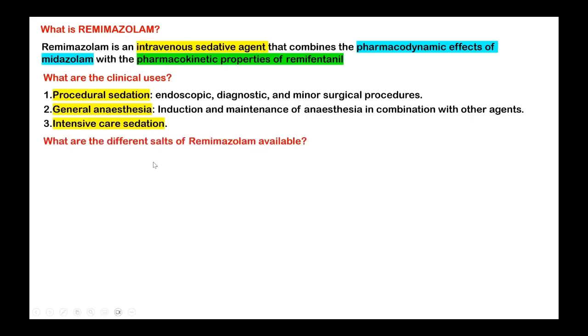Very good. What are the different salts of remimazolam available? Hydrochloride. Chloride. You would have to start a manufacturing company to produce that. There is no chloride salt available. What is the salt of atracurium? It is commonly used. Besylate, sir. Besylate. So it is available as besylate or tosylate.